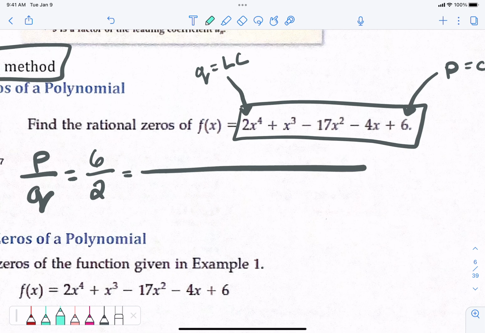So what I'm doing is I'm looking at 6 and I'm saying, what are the factors of 6? Like what numbers go into 6, right? 2 and 3. 1 goes into 6. 2 goes into 6. 3 goes into 6. And 6 goes into 6.